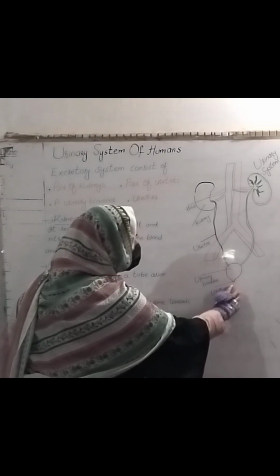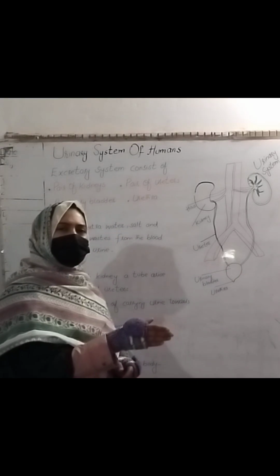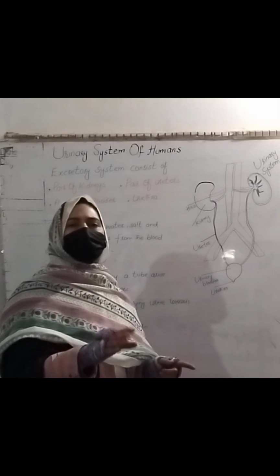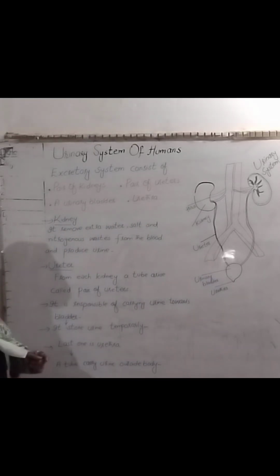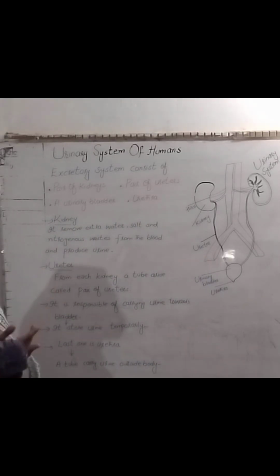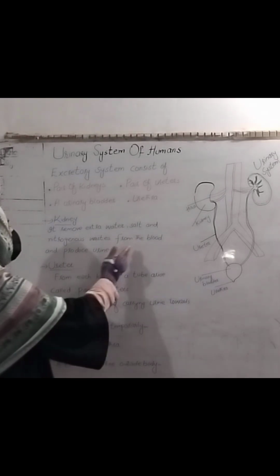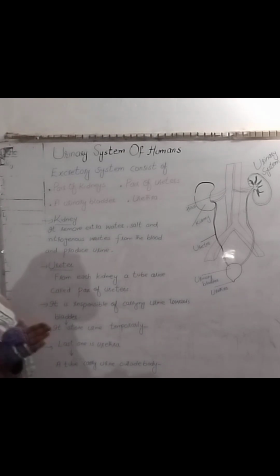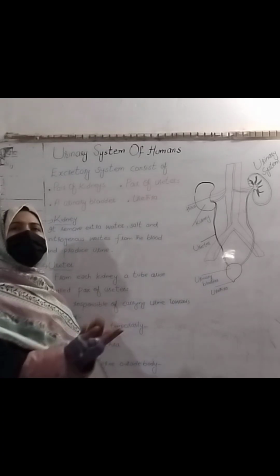Then the last tube is called the urethra. Urethra is the tube from where urine is expelled out from the body. Now I will discuss all the terms one by one. First one is the kidney. Kidneys remove the extra water, salt and nitrogenous waste from the blood, produce urine, and help in the formation of urine.